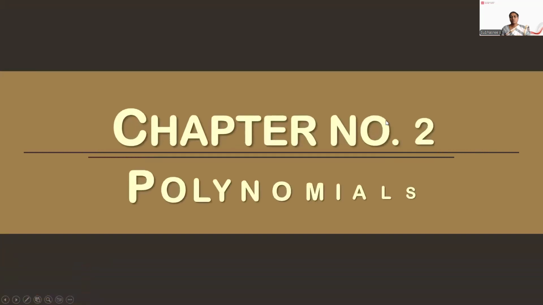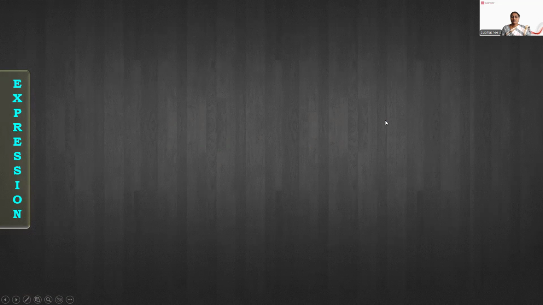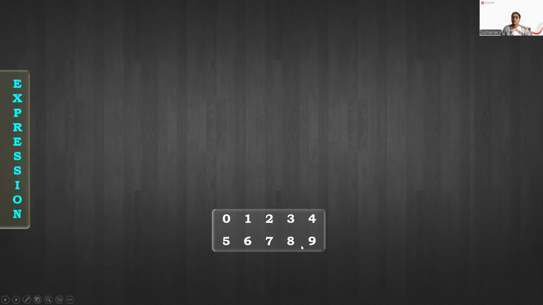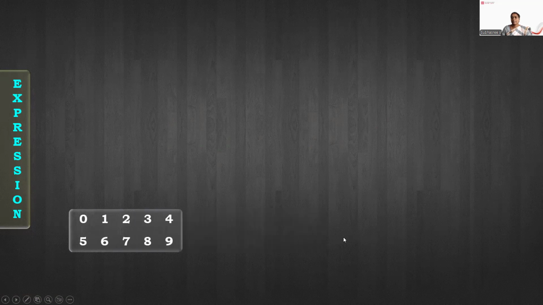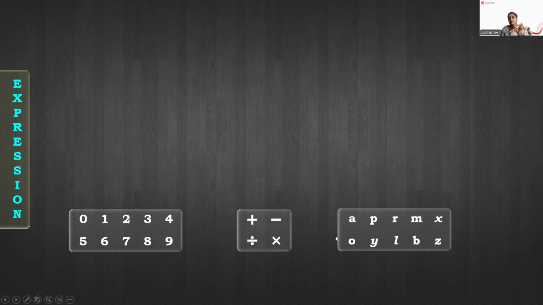Now we are going to see chapter 2, polynomials. First, you want to know what an expression is. Expression deals with numbers. Here you can see 0, 1, 2, 3, 4, 5, 6, 7, 8, 9. Next, the numbers are followed by variables from A to Z, any variable A to Z. The expression is combined with arithmetic operations: plus, minus, division, and multiplication.